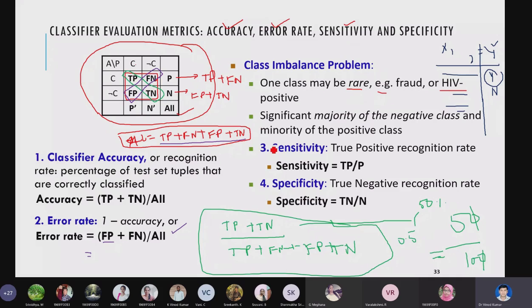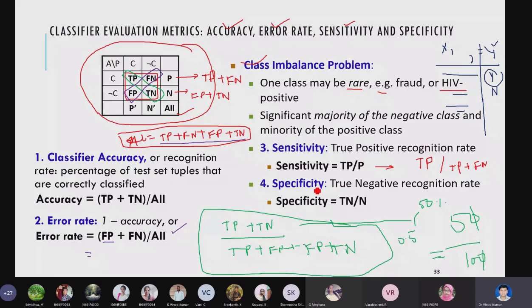So the next term is sensitivity. Okay, this is the problem, not a matrix. Here, how do we calculate the sensitivity? The true positive recognition rate we call the sensitivity. This can be calculated by TP by P. P means all positives, which is TP plus FN.